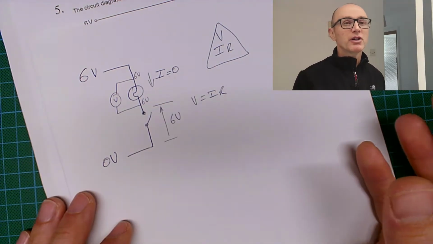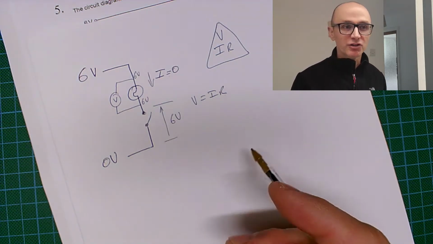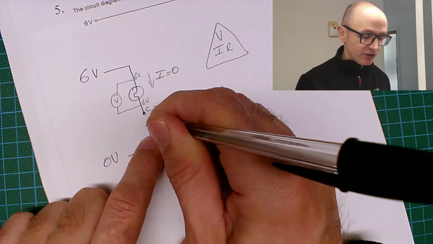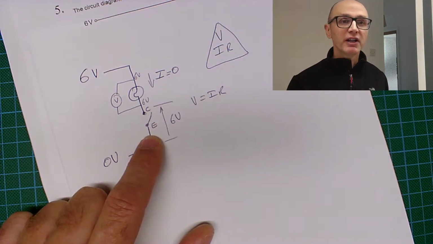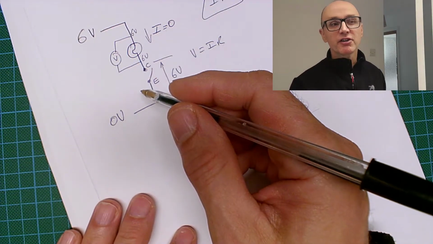Now remember, although we're not directly talking about switches in this question, we are talking about transistors as a switch. So we could consider this to be the collector and this to be the emitter of the transistor. Okay, so that's the first scenario that you can have with a switch.